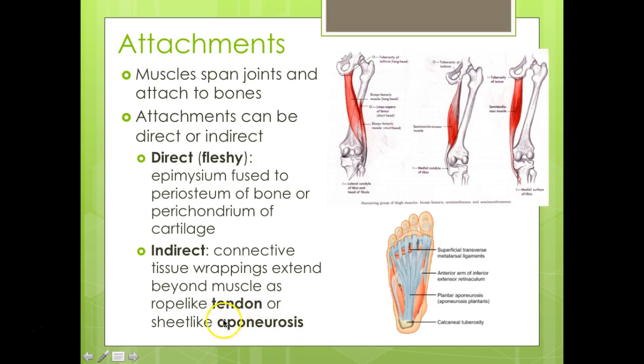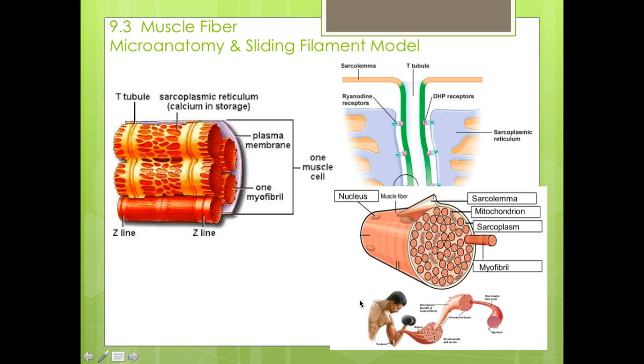Remember in class I reminded you that aponeurosis means a flattened tendon. So we have an aponeurosis on the bottom of our foot here, and that is later attaching to bone. All right, so let's talk a little bit about microanatomy when it comes to our muscle fiber. Remember that also means a muscle cell.